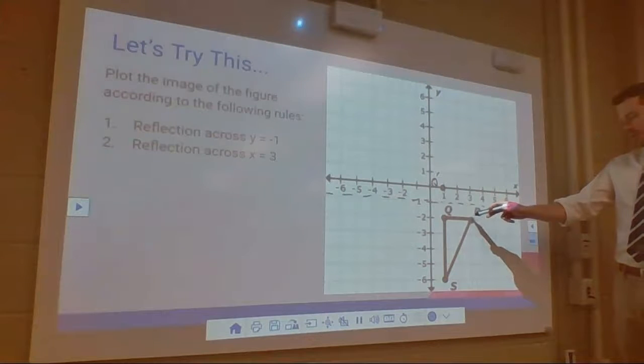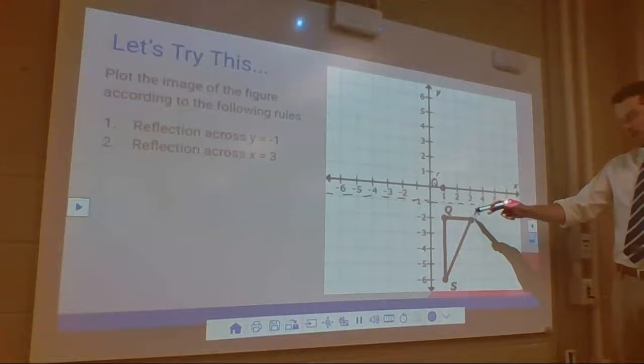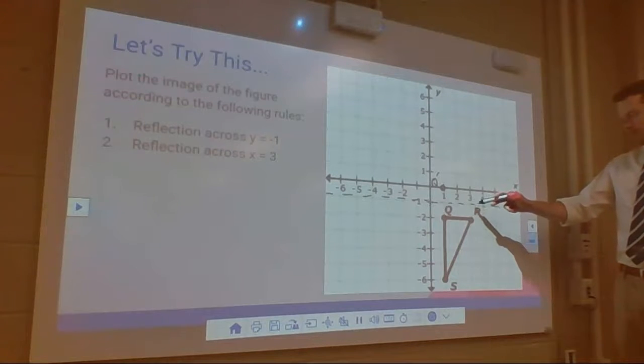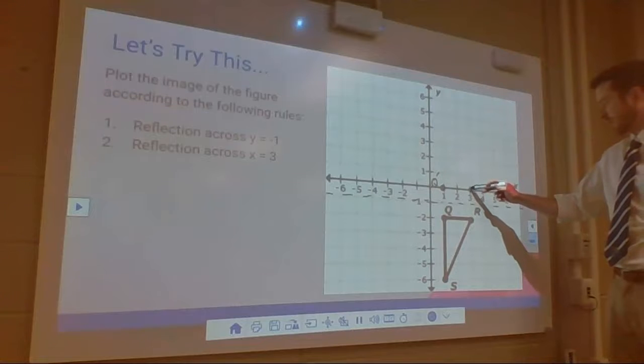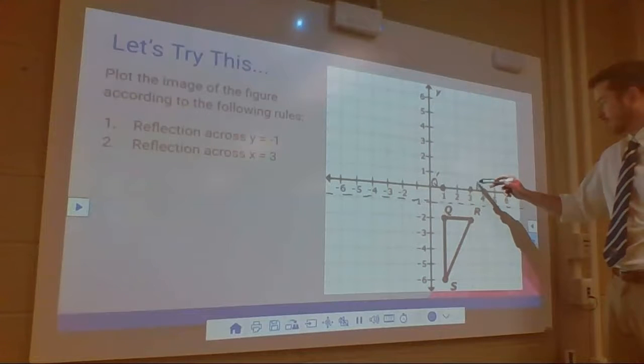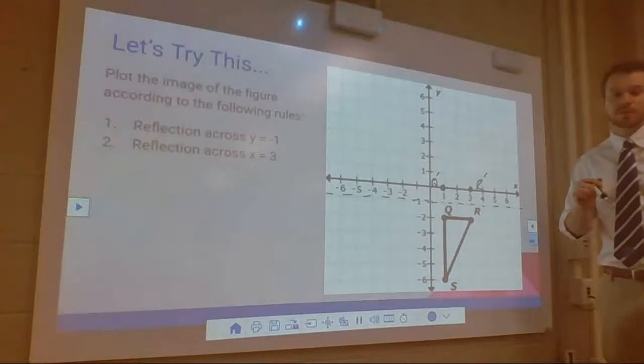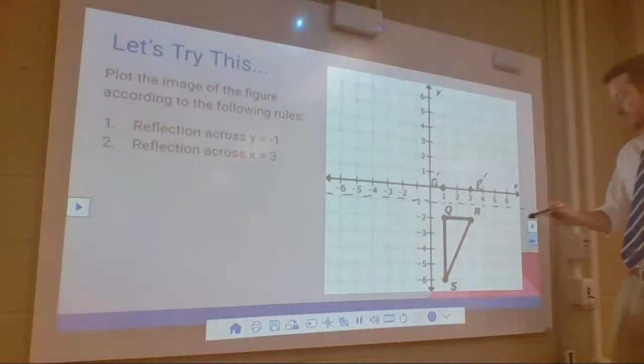Now I'll do the same thing for R to find R prime. Well, R is also 1 unit away from the line of reflection, so I'm going to go 1 unit away on the other side of the line, and I'm going to label that R prime. Be sure to label when you're plotting these points.